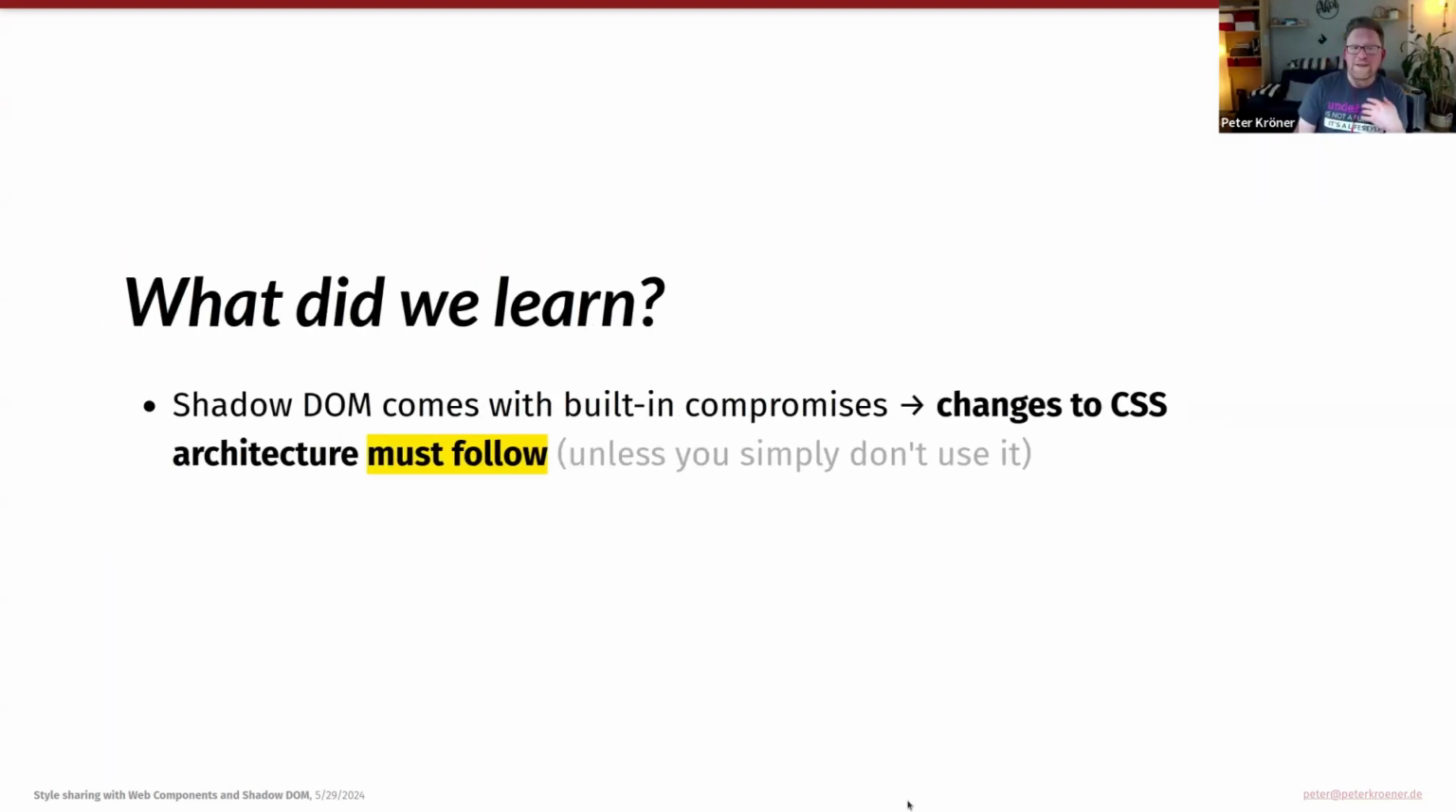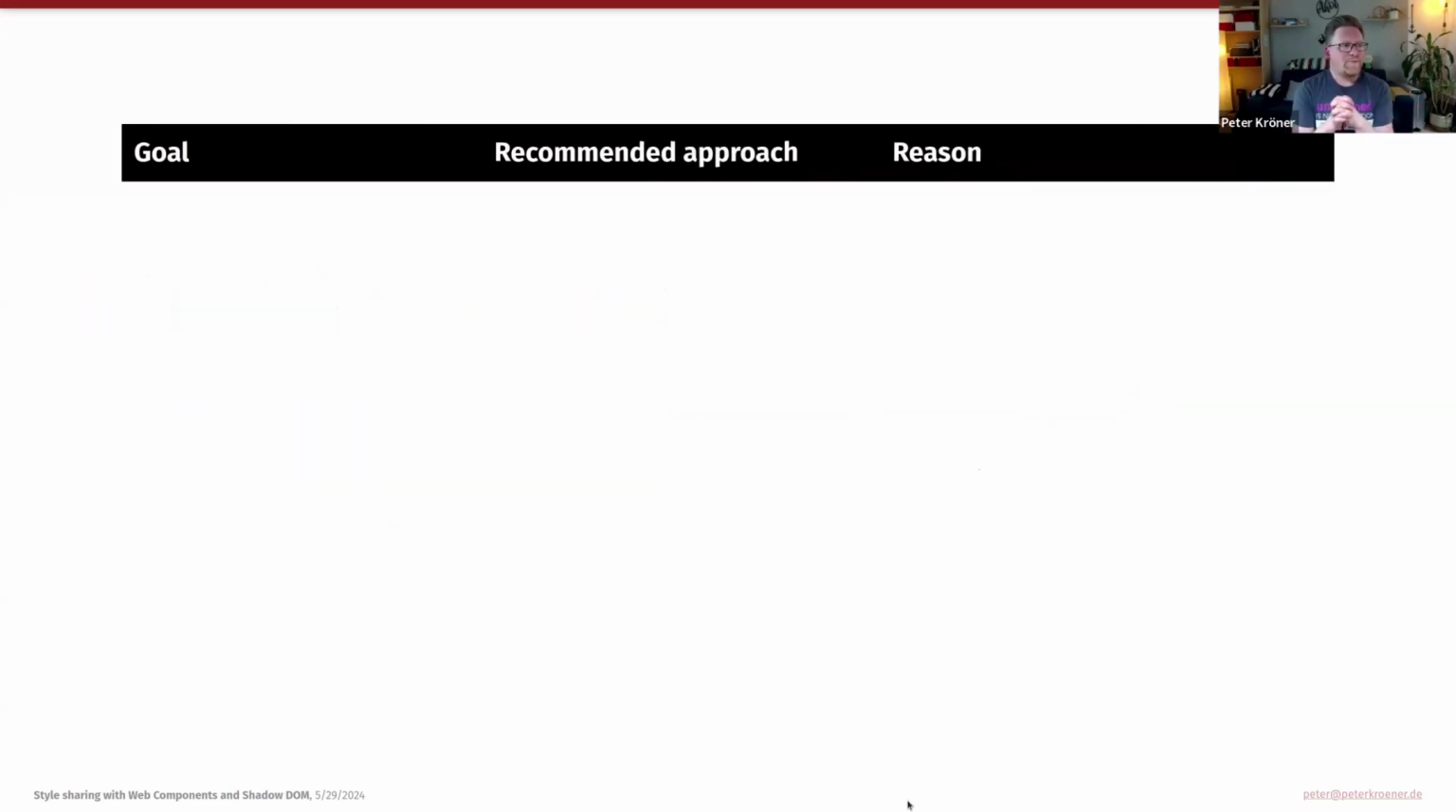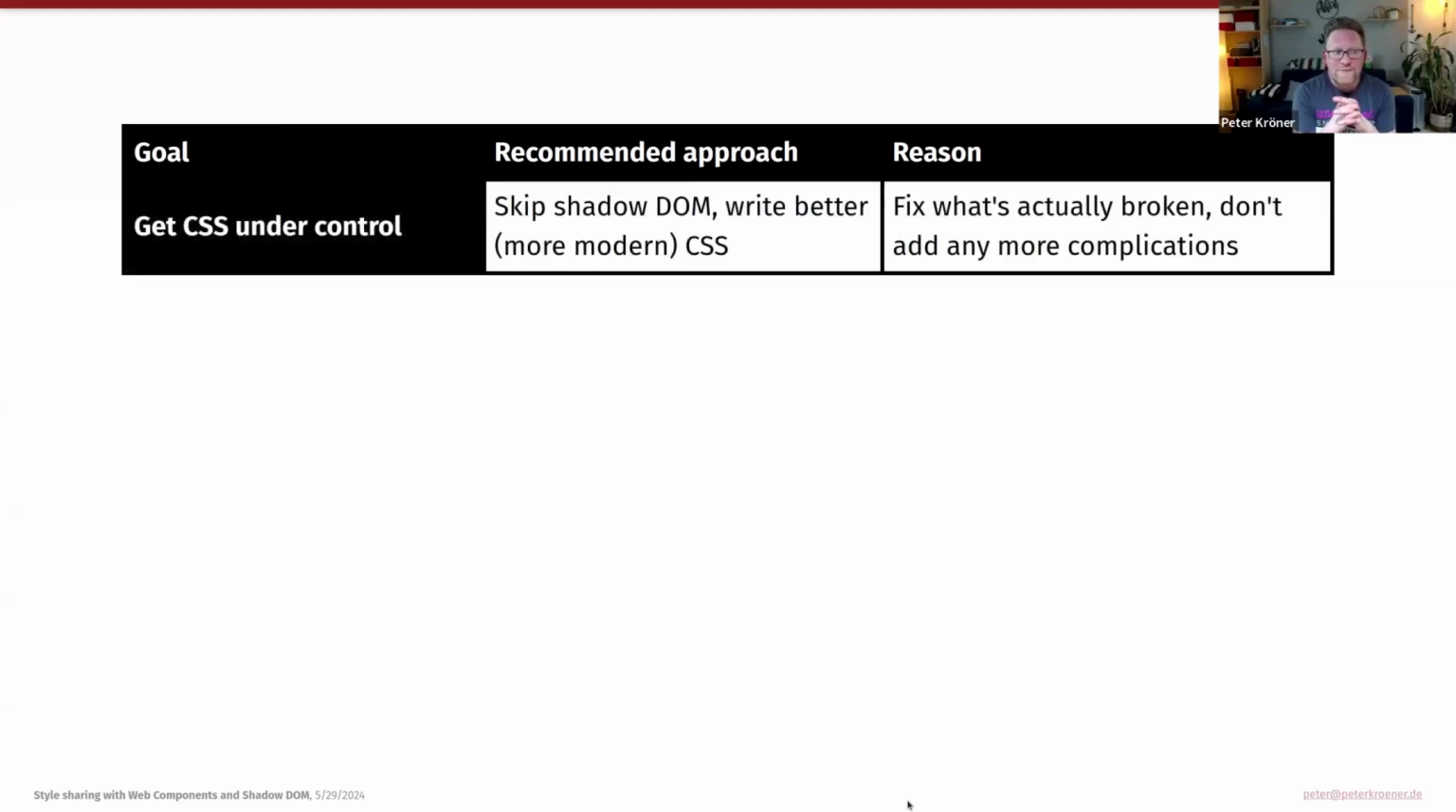So if there's anything that we did learn, then it's probably that Shadow DOM comes with built-in compromises that will also affect your CSS. You cannot simply write old school CSS and have it work just like before, and also combine it with the Shadow DOM. You need to change your CSS architecture in some way, at least if you use Shadow DOM. Again, option 0 is always to skip Shadow DOM. There are different approaches that you can follow, and what approach you want to follow will probably depend on the goals that you're pursuing, and it will also depend on what kind of constraints you have with regards to tooling and so on.